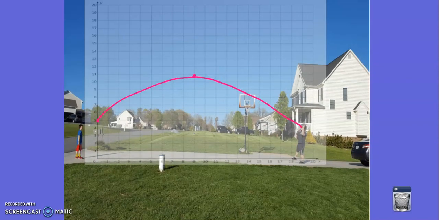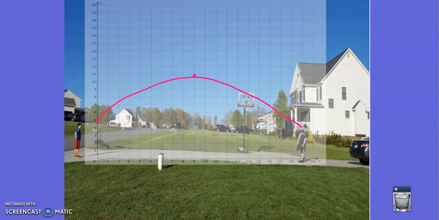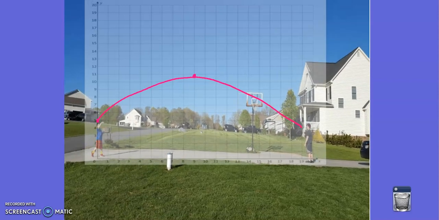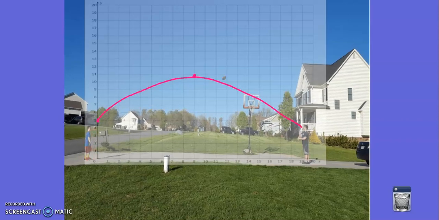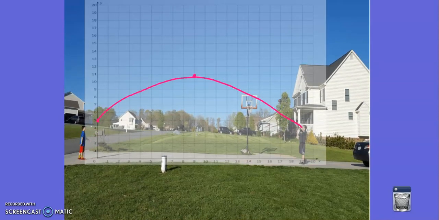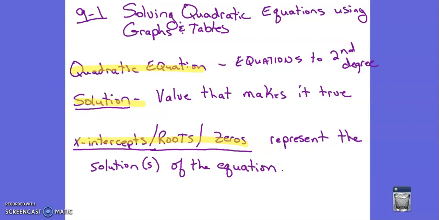Every time you hit a golf ball or kick a soccer ball, how far is it going? Where's the middle of it? How high is it going? That's literally making the shape of a parabola, and we already talked about that back in chapter 8. Chapter 9 goes a little bit more in detail about it.